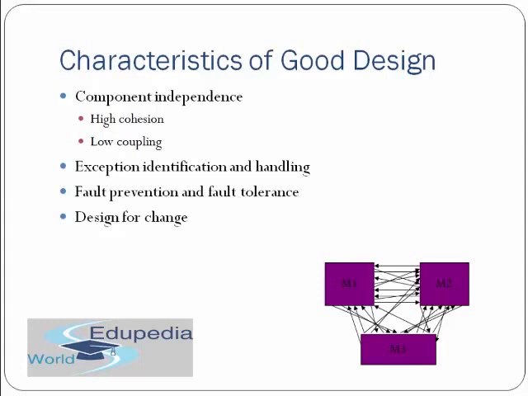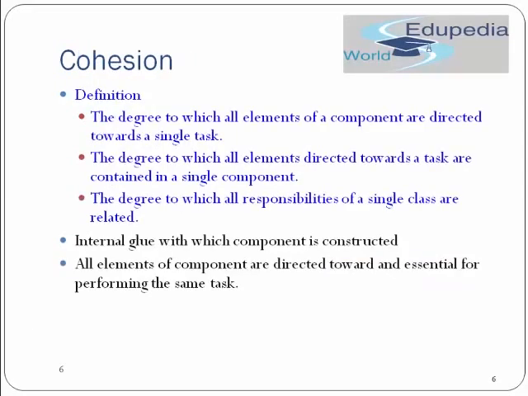Okay. So now let's see what is cohesion and coupling. First we will cover cohesion. Cohesion says that it is the degree to which all elements of a component are directed towards a single task, or the degree to which all elements directed towards a task are contained in a single component, or the degree to which all responsibilities of a single class are related.